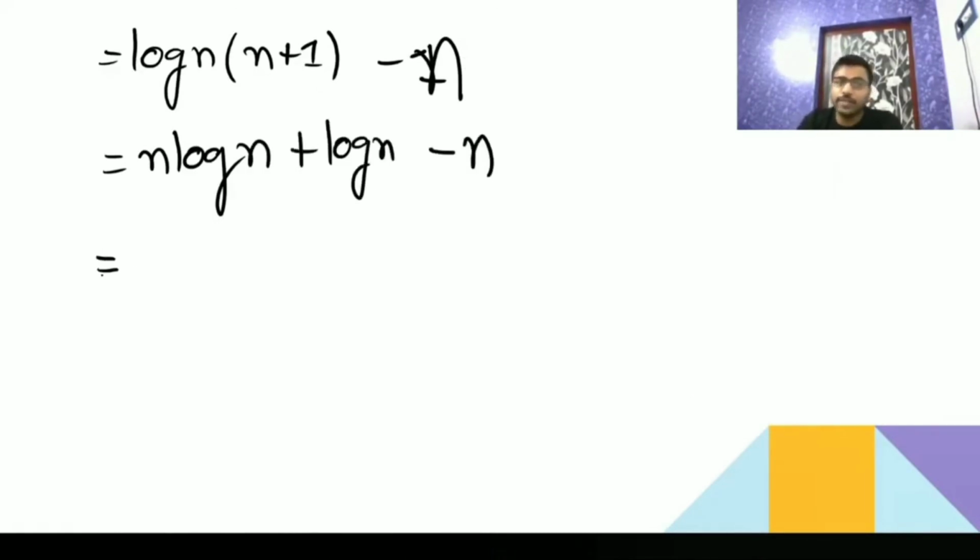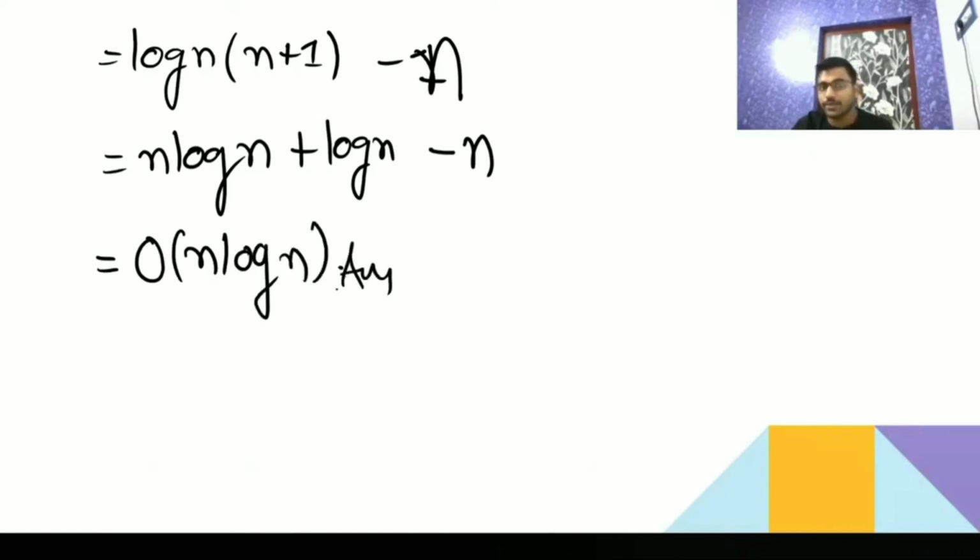Then what is going to be the big O of that? So this is the answer you are going to get. So it is going to be big O of n log n. But now I think that you can answer that in the GATE exam. If they ask this kind of question, now you can answer that.